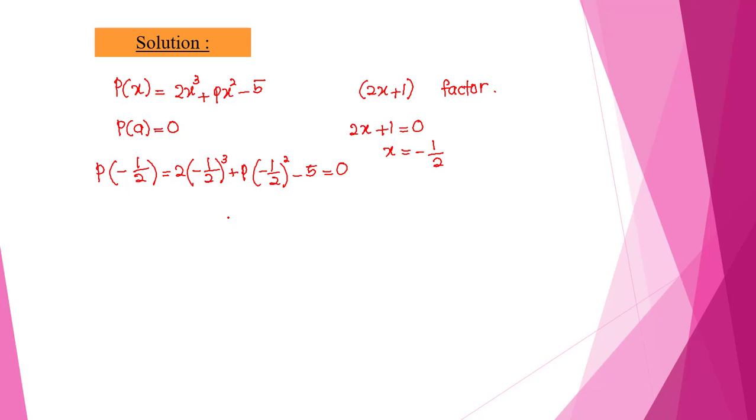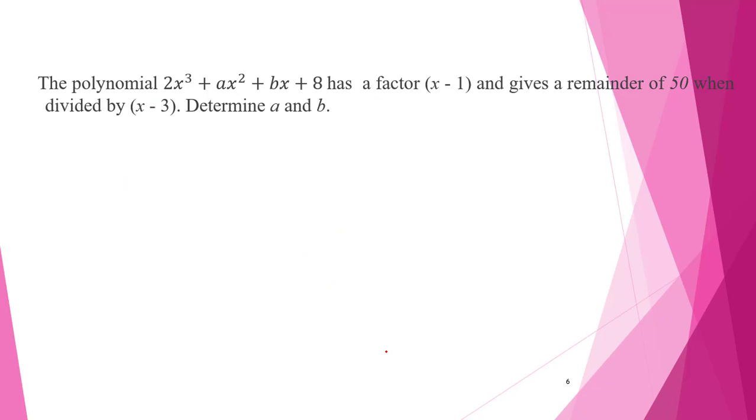From here you will get negative half to the power of 3, which is negative 1 over 8, plus p over 4 minus 5 is equal to 0. So you will get p over 4 is equal to, you bring 5 to the right hand side, 5 plus 1 over 8, you will get 41 over 8. So that gives us the final answer, which is p is equal to 21. So that's all. We go to the next question, which is the second example.